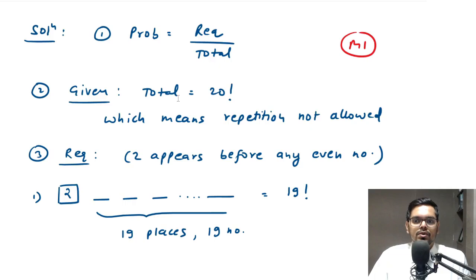A lot of students will follow method 1, which is the correct approach, and see the problem in method 1. So we know that probability is requirement by total. Total ways of arrangement is 20 factorial, which means repetition not allowed. In the requirement, 2 appears before any even number. So there are various such cases. Case 1, 2 is taking the first position, then the 19 places are left and it can be taken by any 19 numbers. In that scenario, 2 will always appear before any even number. Makes sense. So 19 places, 19 numbers, 19 factorial ways.